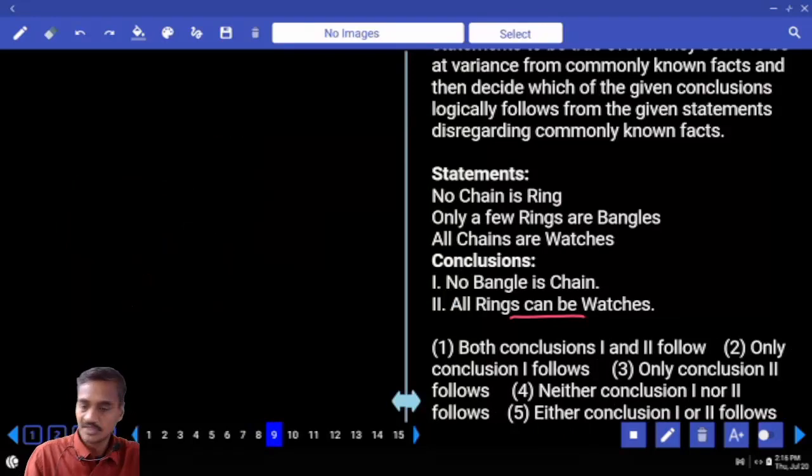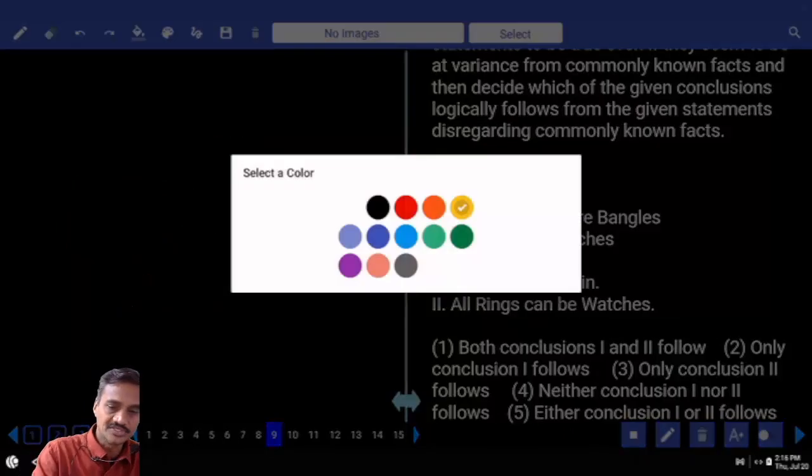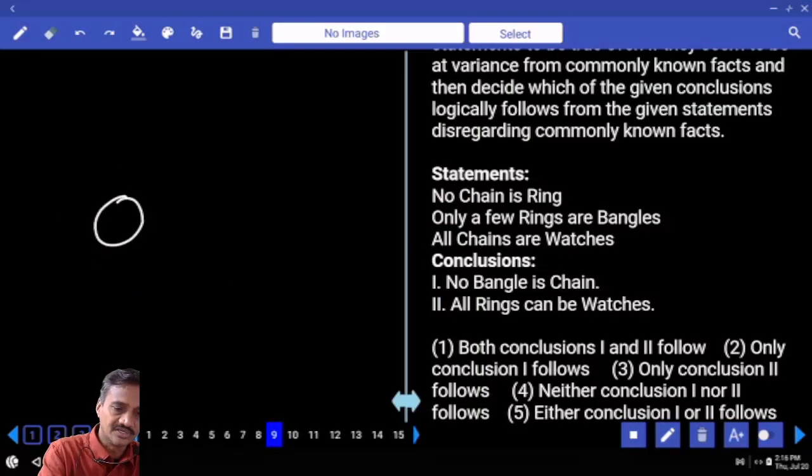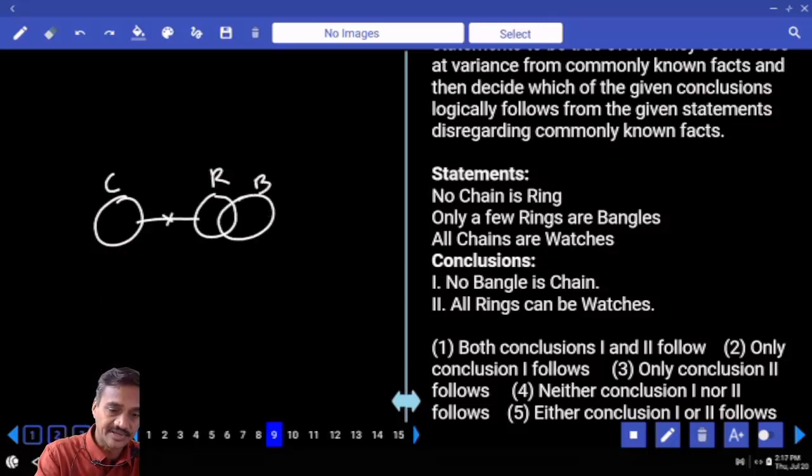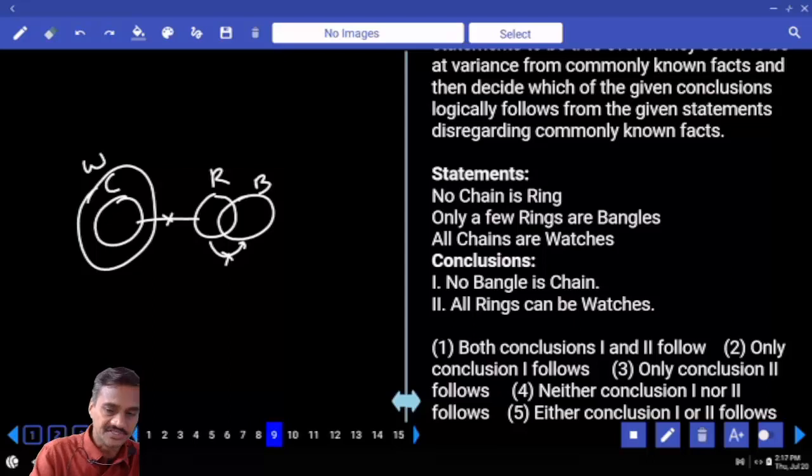The 9th one, no chain is ring. No intersection between chain and a ring, this is chain and this is a ring. And only a few rings are bangles. Only some of the rings are bangles but not all. And all the chains are watches. This entire chain is a watch.